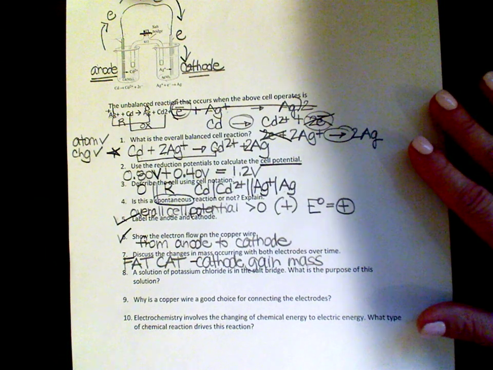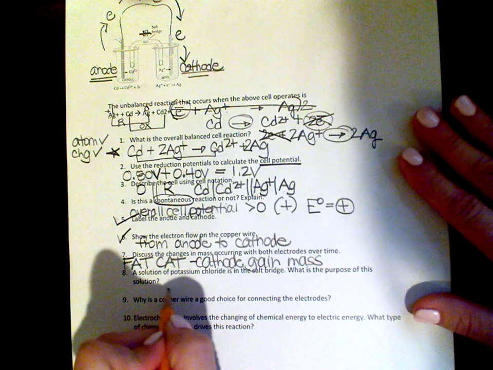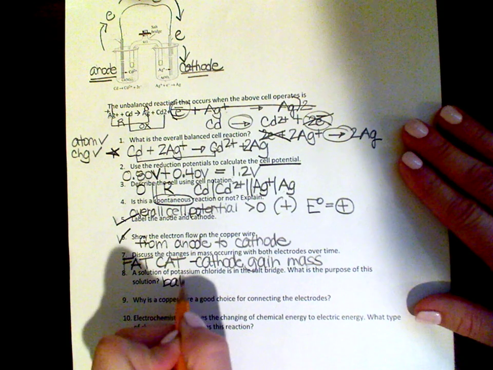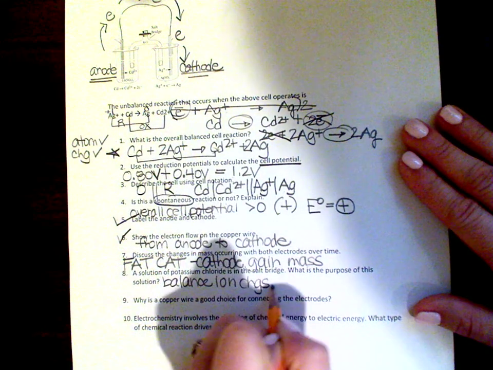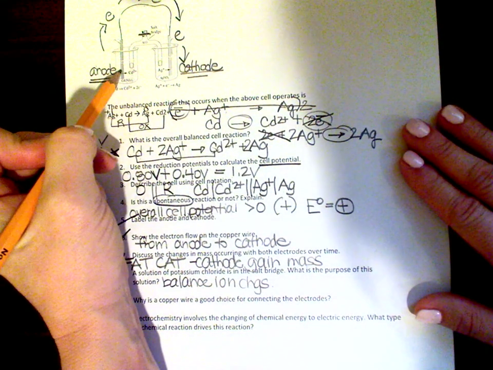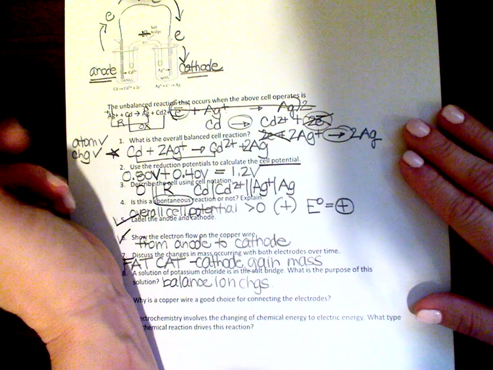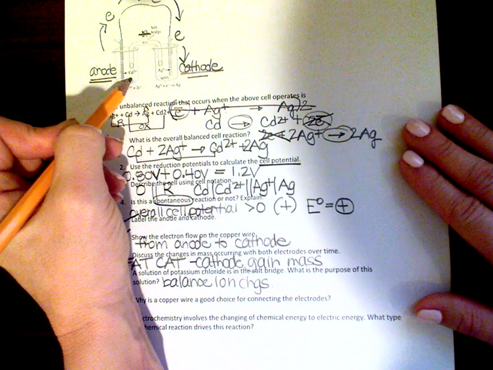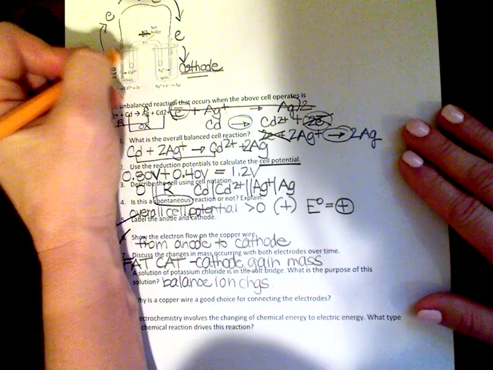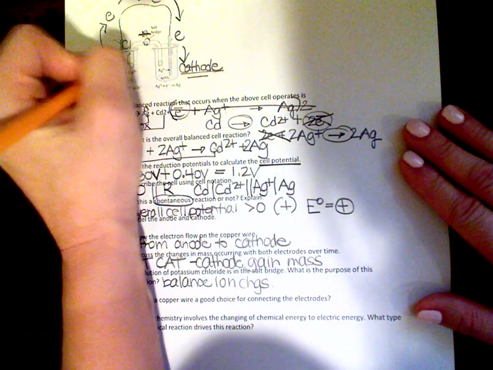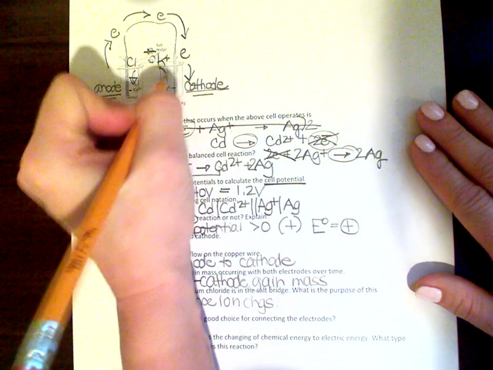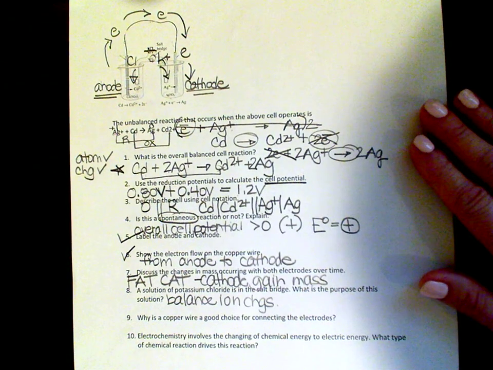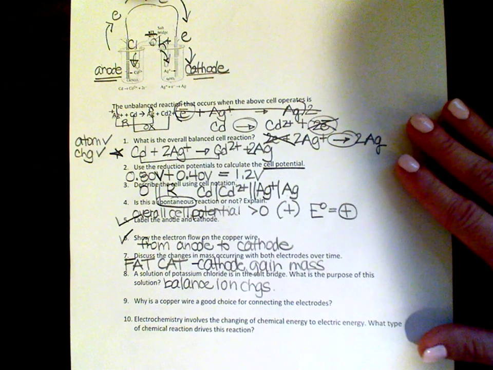It says that's in the salt bridge. What is the purpose? The purpose is to balance the ionic charges. We know that as cadmium is losing 2 electrons, it is forming more cadmium 2+ here. So if this is the anode, the anion Cl- will flow to the anode. Since this is the cathode, the cation in the salt bridge, K+, flows to the cathode. Again, that is simply to keep the ion charges balanced.